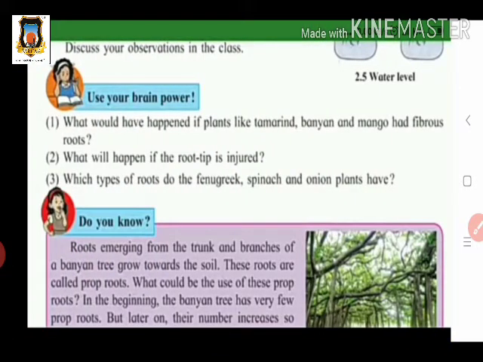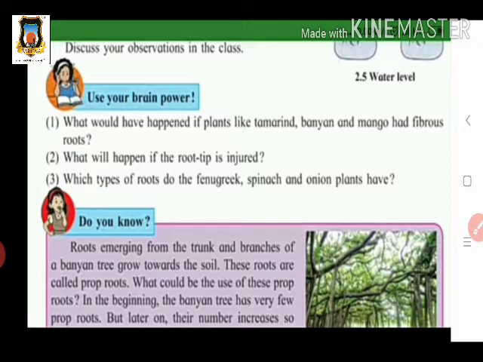So in your textbook also they use some questions to use your brain power. So you should find out the answers of these questions, okay. You think about these questions. So what would have happened if plants like tamarind, banyan and mango had fibrous roots? Means if such type of plants which are very big, large, very thick and heavy in weight, either contain fibrous roots instead of taproot, what will happen to these plants, and what will happen if the root tip is injured?